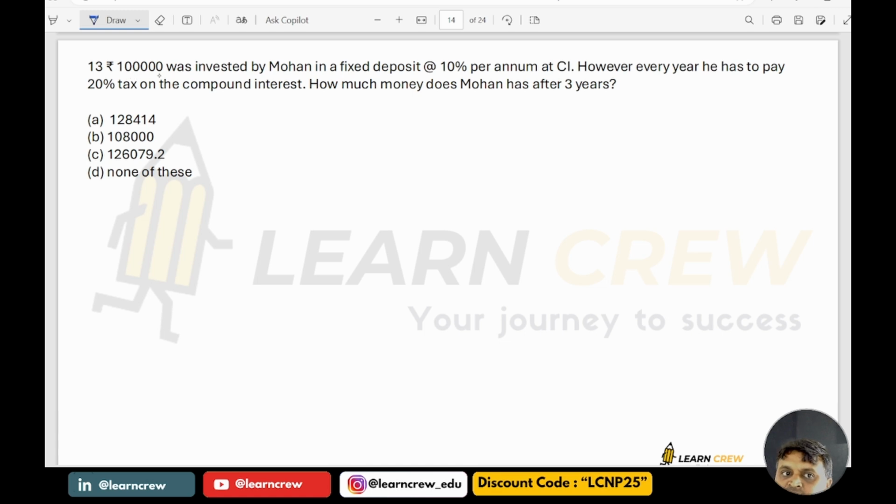It is given that 1 lakh was invested by Mohan in a fixed deposit per annum at compound interest. However, every year he has to pay 20% tax. 20% tax means on 10%, 20% is how much? 2. So 10 minus 2, 8% is the effective interest to be charged. So on 1 lakh, if 8% is effective, 108 by 100 whole at the end of 3 years.